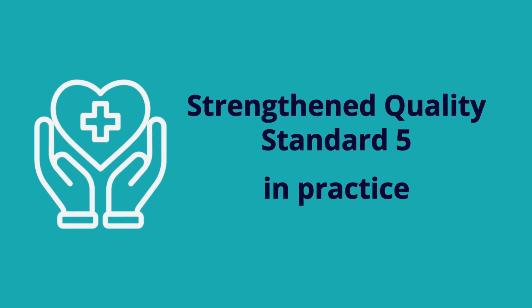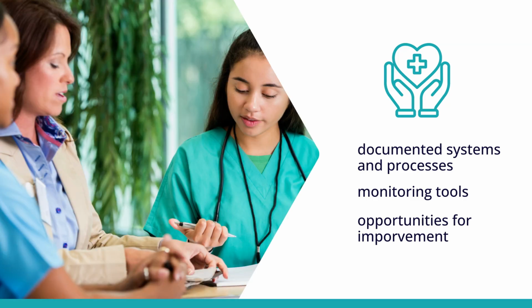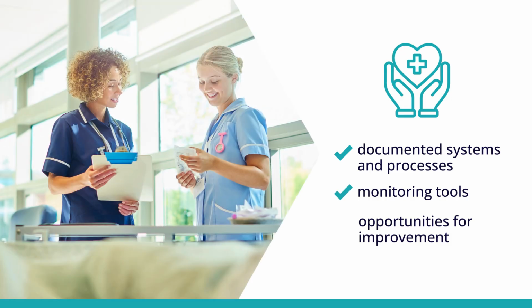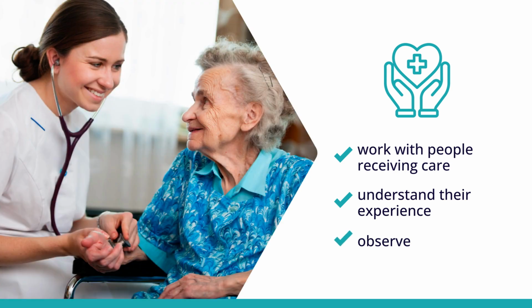To apply Strengthened Quality Standard 5 in practice, you should make sure you have clearly documented systems and processes. Use monitoring tools to show how staff are following these processes and find opportunities for improvement. Work with people receiving care to understand their experiences and care outcomes. Observe how your service provides care.